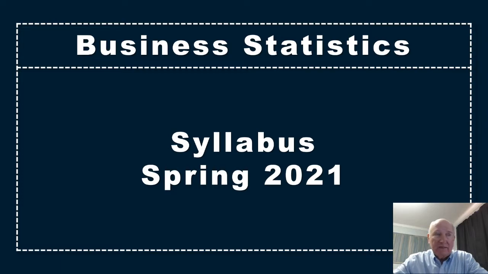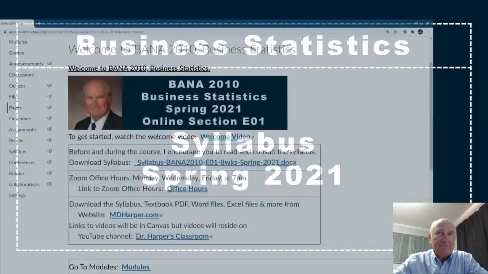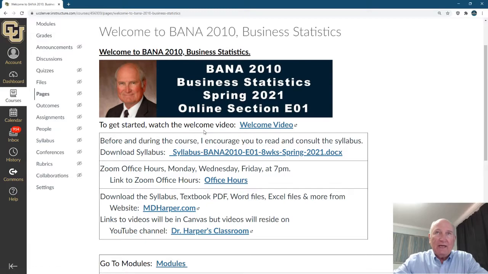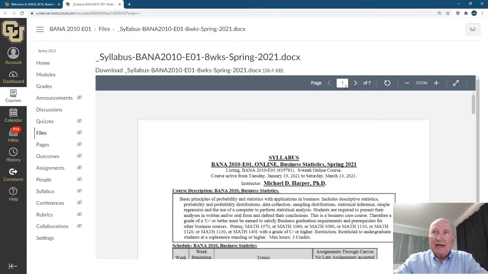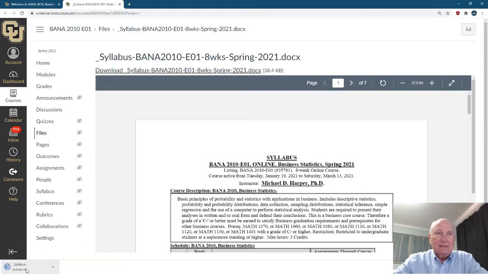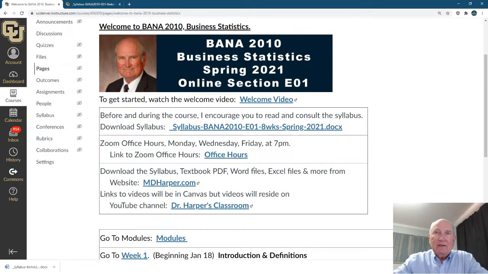Now you can find the syllabus on Canvas. If we bring up Canvas, on the home page for BANA 2010 business statistics, right here you can click the syllabus, and it opens it up. And right here, you can download the syllabus if you like. Click right here, and you can download it. It's connecting, and there it's downloading, and you can open it up and save it and watch it for later. Okay.